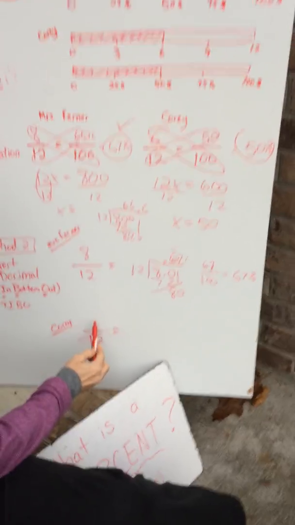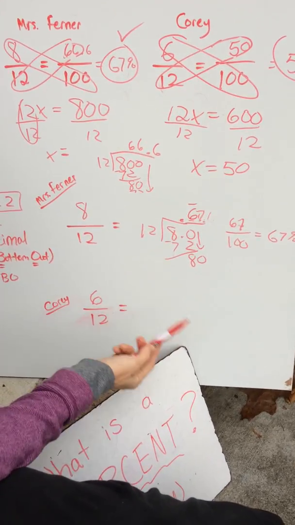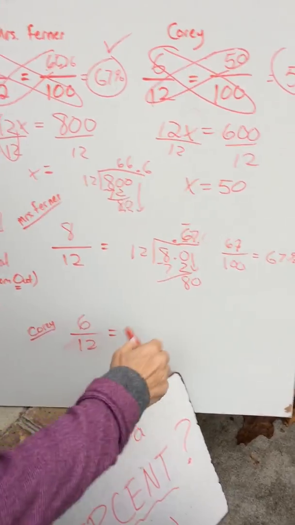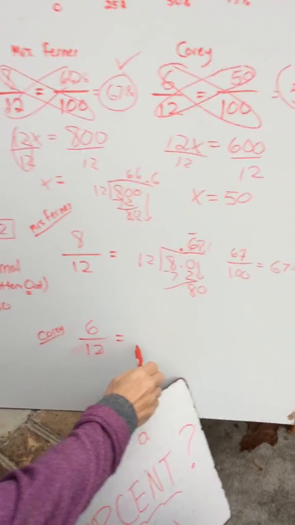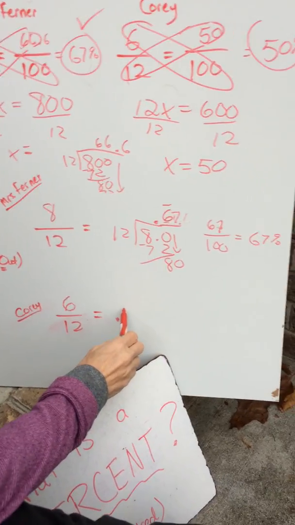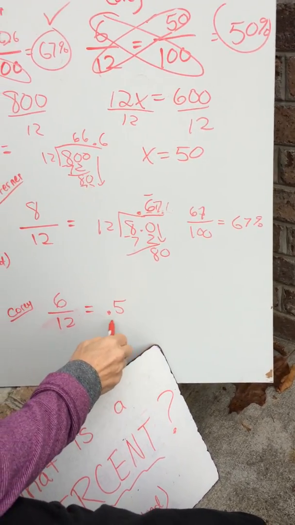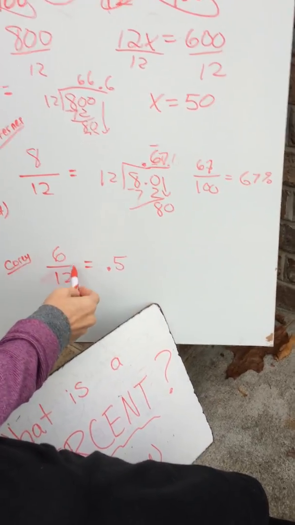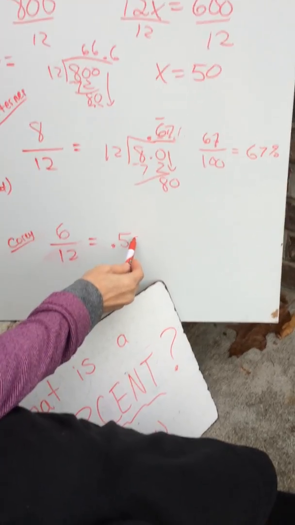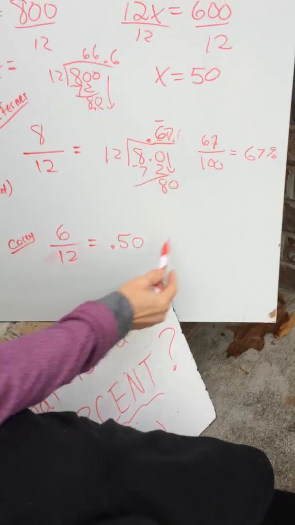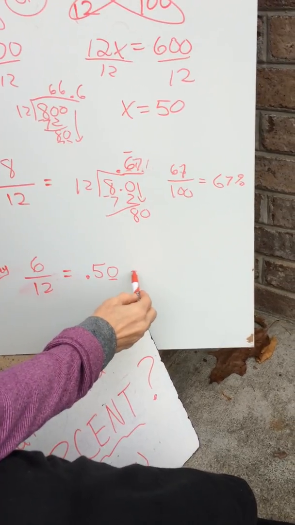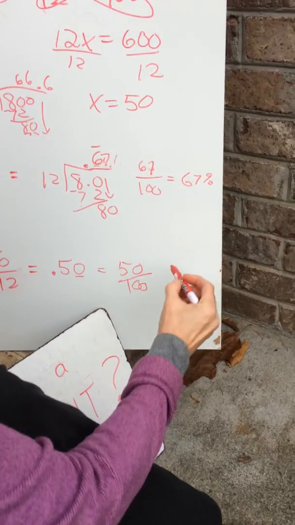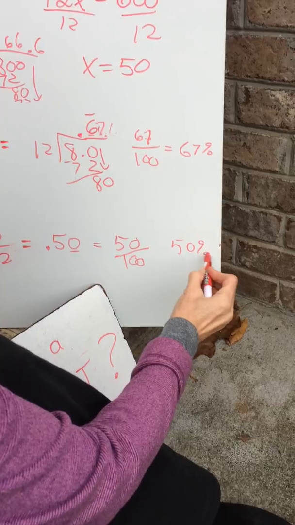And then Corey's was easy. 6/12, we know, could really convert to 0.5, because isn't that just a half? Isn't 1/2 just 0.5? So I'm just going to make this easy. If 6/12 is 1/2, and as a decimal, 1/2 is 0.5 or 0.50, that brings it out to the hundredths place. So really, that's just 50 over 100, or 50%. The end.